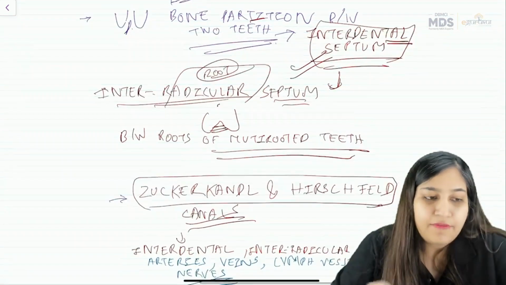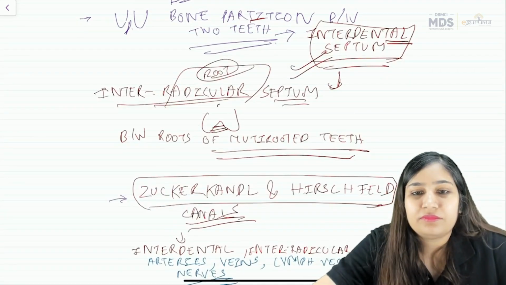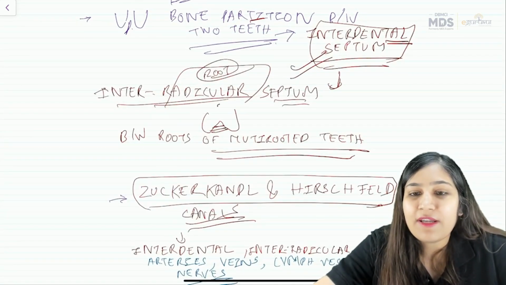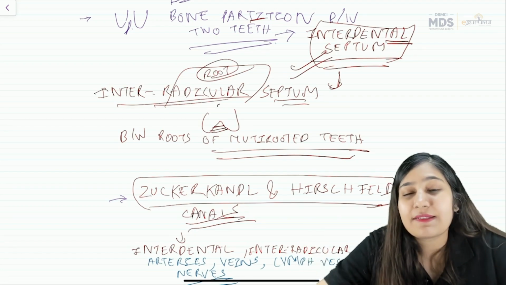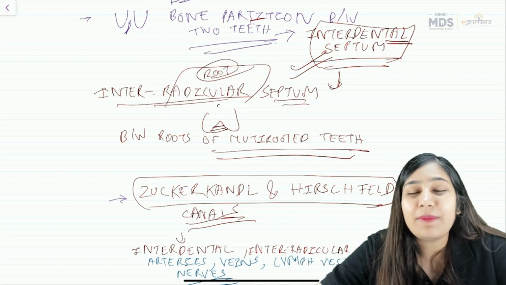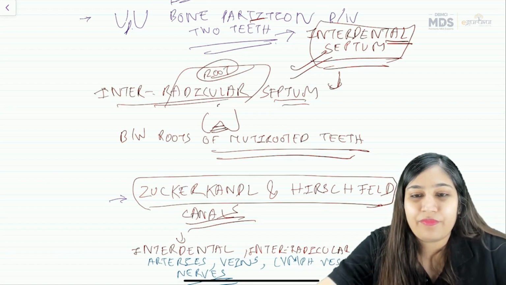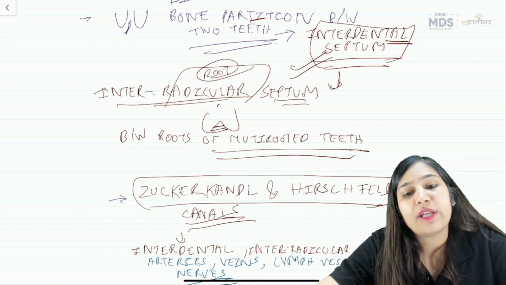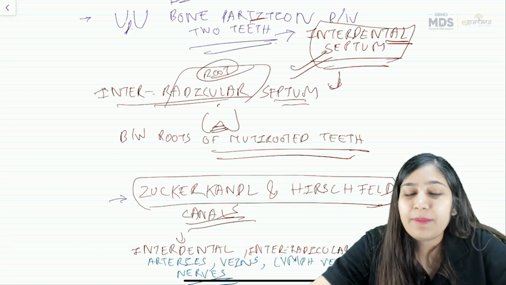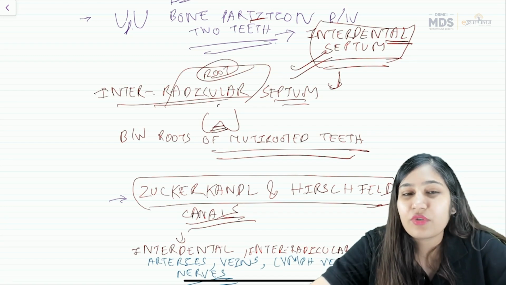So we have completed alveolar bone proper. We have seen the gross anatomy: interdental septa, septa meaning a fence or a wall between two teeth, and interradicular septa between roots of multi-rooted teeth. Cribriform plate also we have seen. Perforations are present, so it is known as cribriform plate.